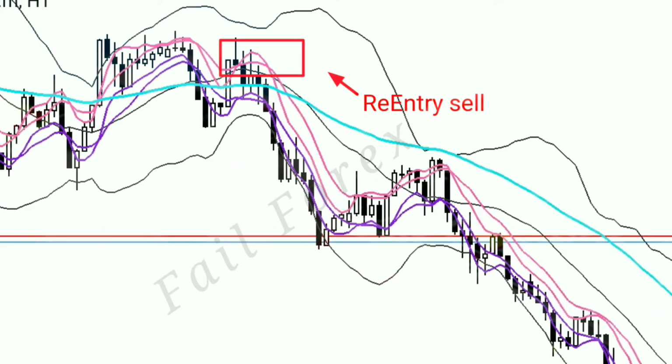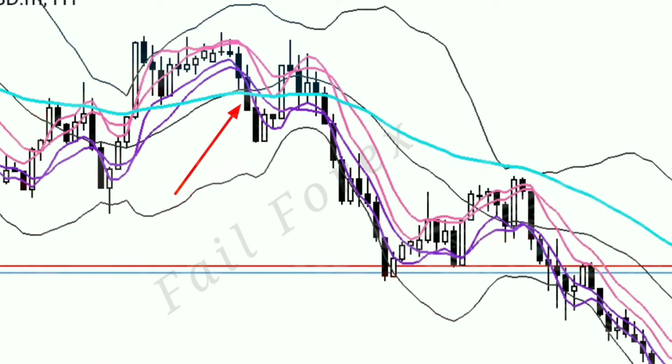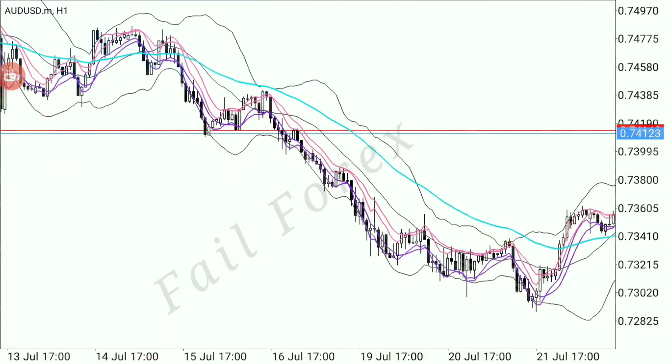2. Sell setup. A. The setup we are looking for is a sell re-entry. B. Candlesticks must close below the MA5 and MA10 low, and break and close above the MA5 high and MA10 high. C. MA5 and MA10 should be below the mid-BB. D. Mid-BB should be below the EMA50 when the market is in a downtrend.